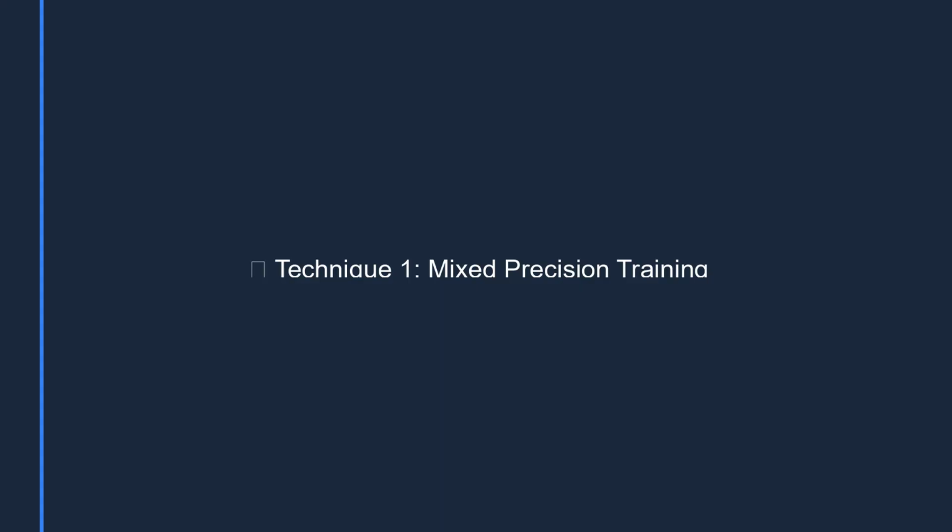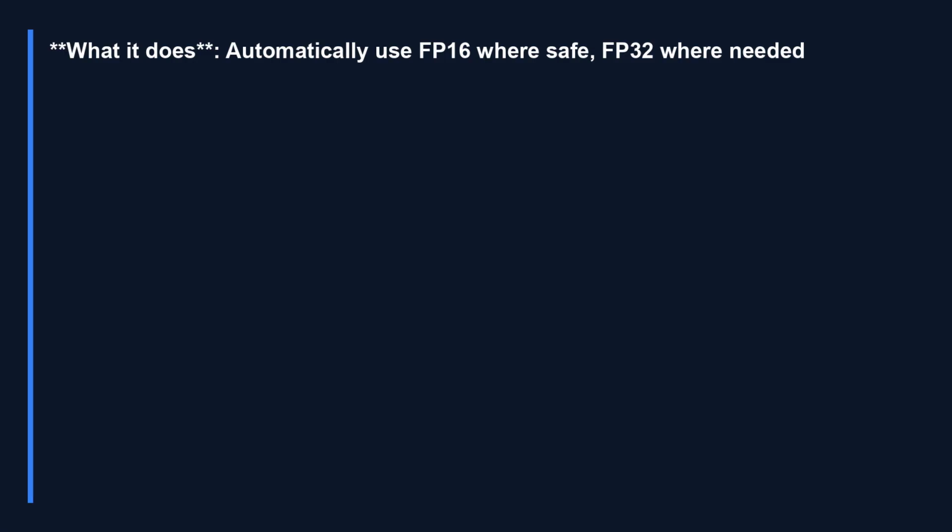Technique 1. Mixed precision training. Mixed precision training doesn't mean the entire model runs in FP16. It means the framework is smart about where each precision is appropriate. FP16 for forward passes and matrix multiplications where speed matters most. FP32 for loss computation and gradient accumulation where numerical stability is critical. You get the speed of FP16 without sacrificing the stability of FP32 where it counts.